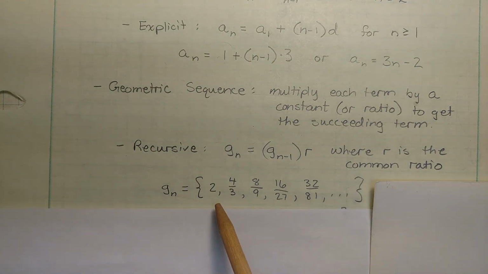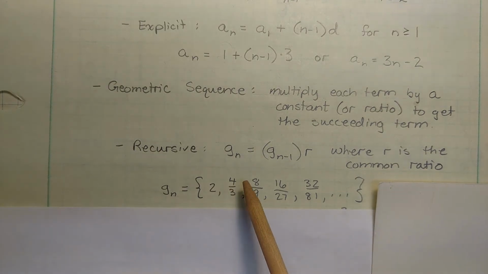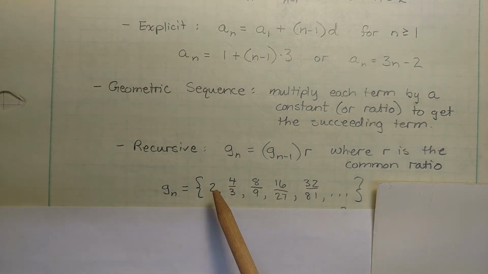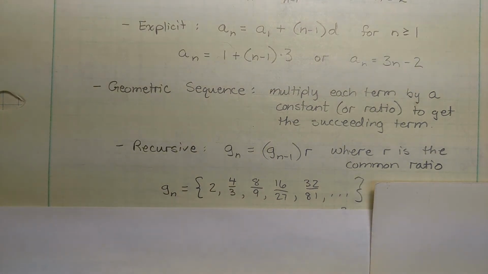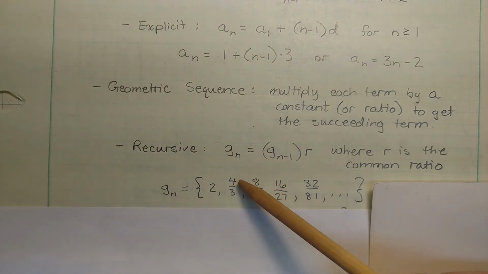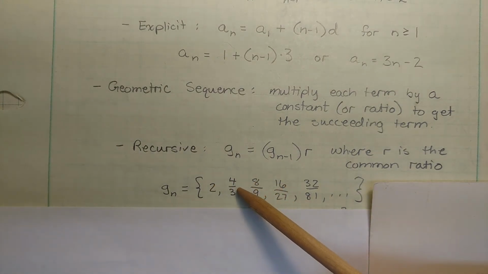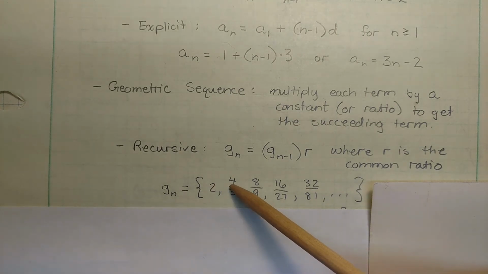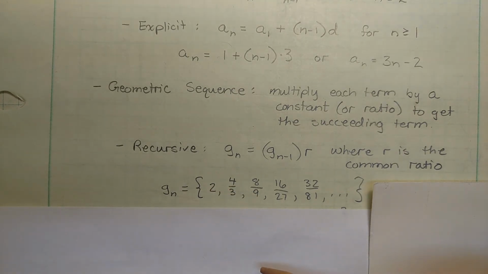So for instance, if I look at this and I take 4/3 over 2, and I look at what that ratio would be, if I take 4/3 divided by 2, that would be multiplying by 1/2, which would make 4/3 times 1/2, which would make it 4/6 or 2/3. So 2/3 is the ratio between these two terms here.